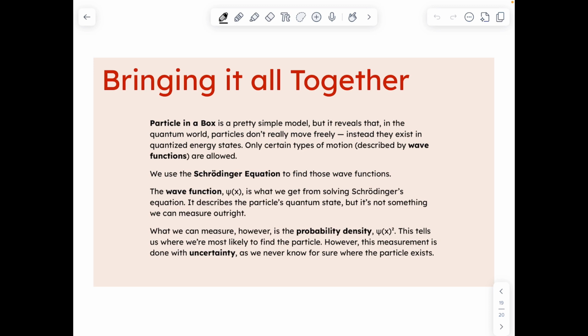However, what we can measure is the probability density, or the wave function squared. This value is going to tell us where we're most likely to find the particle in space, so it gives us a really good idea of the potential physical location of that particle. However, I always like to add that this measurement is done with uncertainty, so we never know for sure where exactly this particle is in space. The probability density just gives us a really good sense of where we are likely to find that particle.